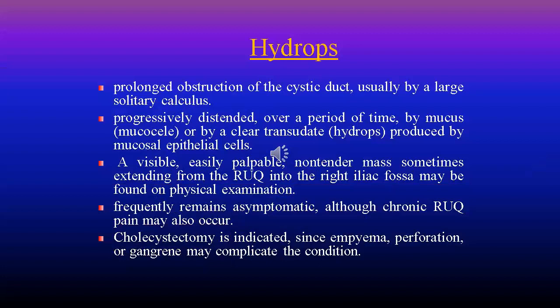Hydrops is also a complication. In this case, there is obstruction without superadded infection. The gallbladder becomes severely distended, and you may palpate it in the right groin, right iliac fossa. This patient may be asymptomatic. Cholecystectomy should be indicated to avoid complications such as empyema. If this mucus becomes superadded by infection, it becomes empyema and pyocele. Also, due to severe distension and poor blood supply at the fundus of the gallbladder, perforation may happen, or gangrene and perforation, which leads to bile peritonitis.